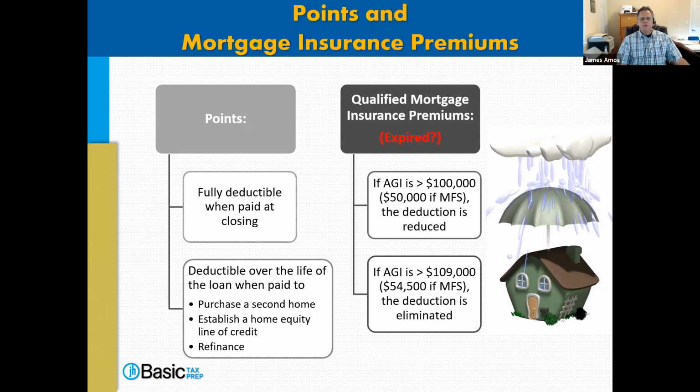What do we get to include? Points, fully deductible when paid at closing. You get to deduct all of this when paid at closing, or deductible over the life of the loan, when paid to purchase a second home, establish the home equity line of credit, or refinance.